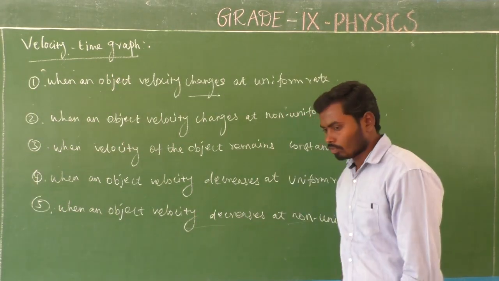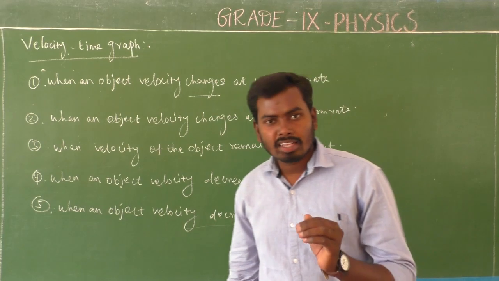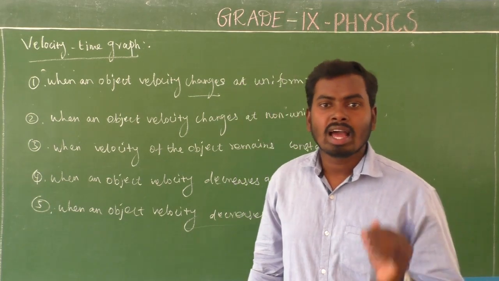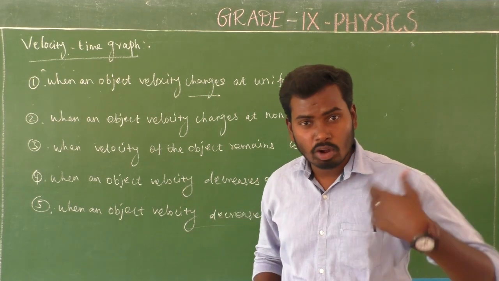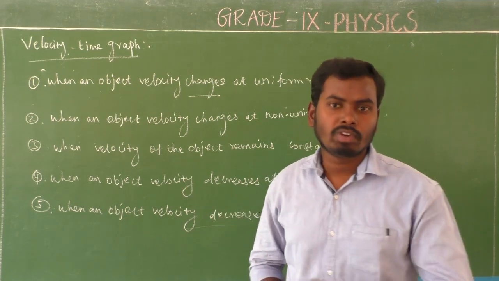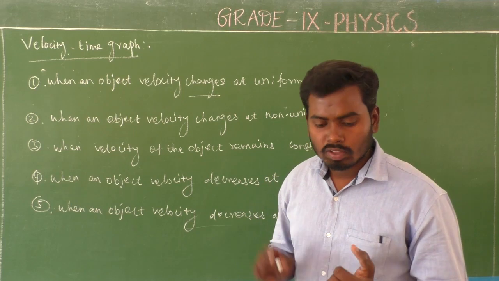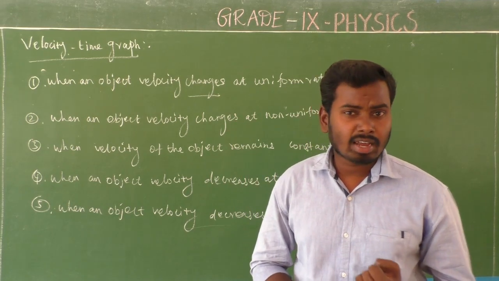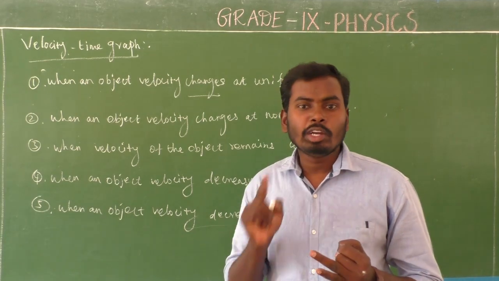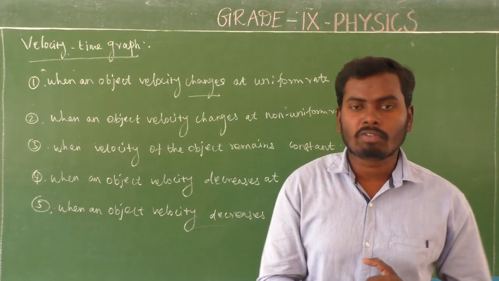It's very, very important. Look here. This velocity time graph is used to find out the acceleration of the object. As well as with the help of this velocity time graph, you can find out the magnitude of displacement also. So with the help of the velocity time graph, we can find out first, acceleration of the object, and second, the magnitude of the displacement, which means displacement of the object.